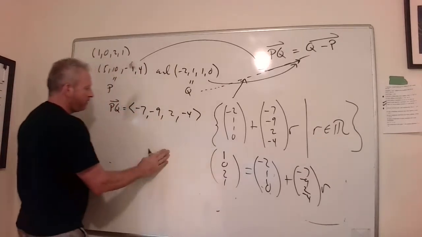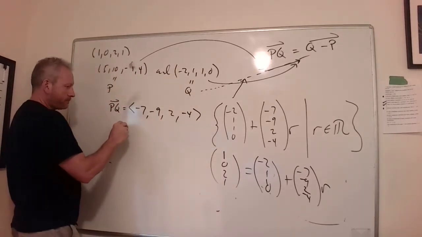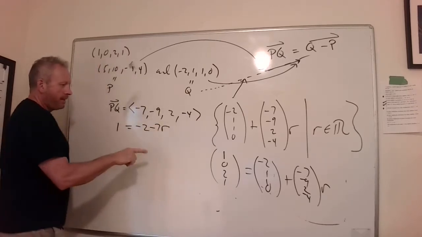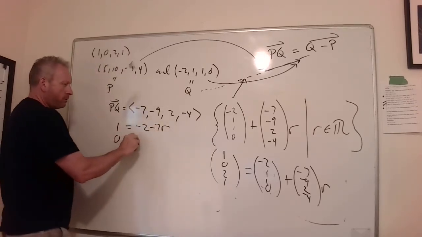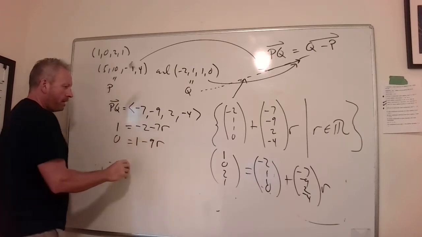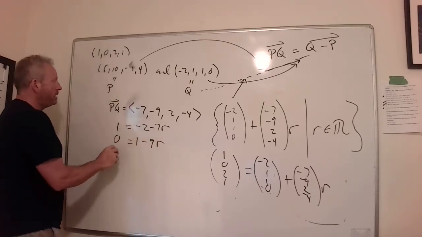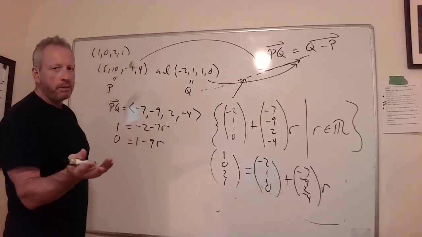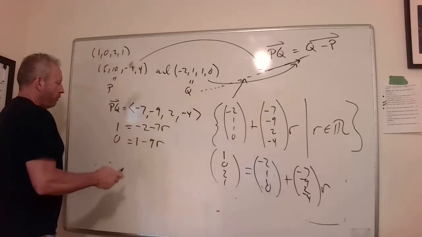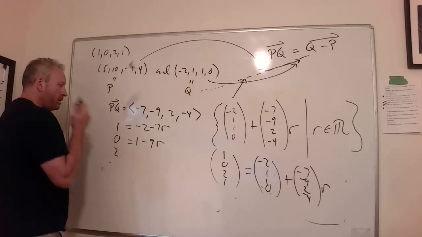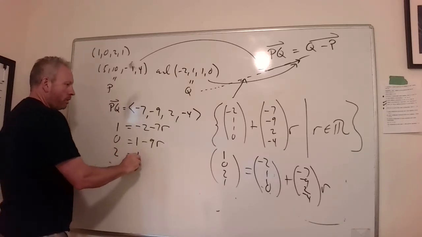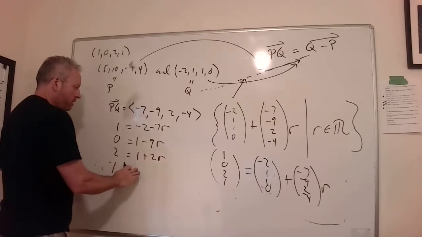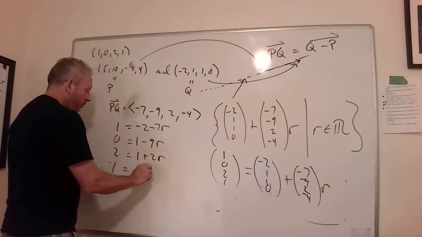Let's look at the x coordinates first. We'd have 1 equal to negative 2 minus 7R. And from the y coordinate, 0 is equal to 1 minus 9R. And from the z coordinate, I didn't really label these, but I guess x, y, z, w might be a nice way to do 4 dimensions, 2 equals 1 plus 2R. And then finally 1 equals, there's nothing there, so negative 4R.